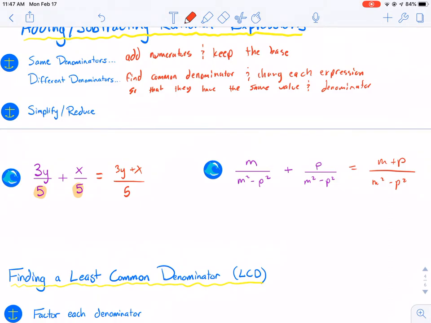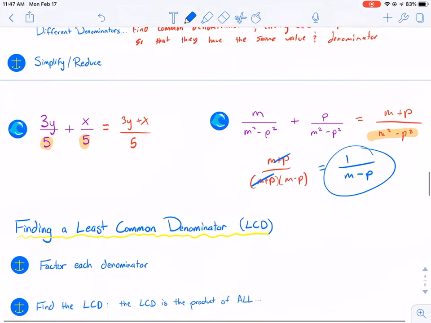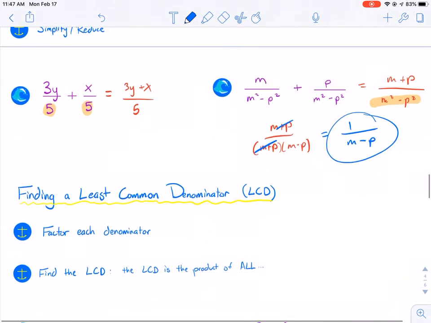Now, simplify and reduce. We recognize, or should recognize, that m squared minus p squared is a difference of squares. So we're going to write m plus p over, and this becomes m plus p times m minus p, as our difference of squares suggests. Once we see that, we can simplify the m plus p in the top with the m plus p in the bottom. We cancel that. We're left with 1 in the top and m minus p in the bottom, and that becomes our final answer. So make sure you check for all these indicators that we can factor further and reduce.